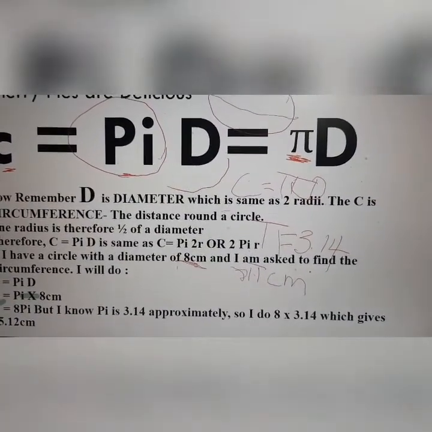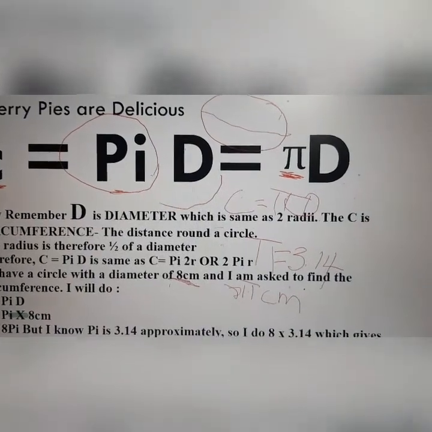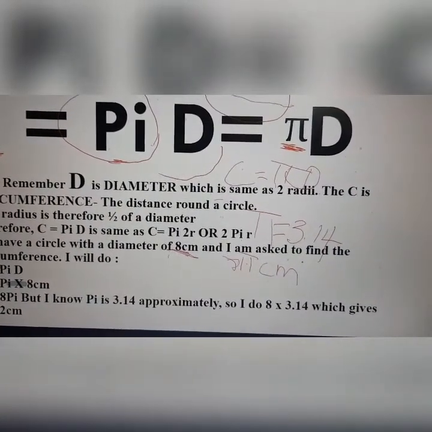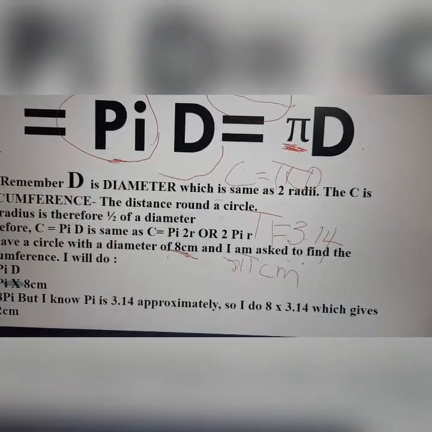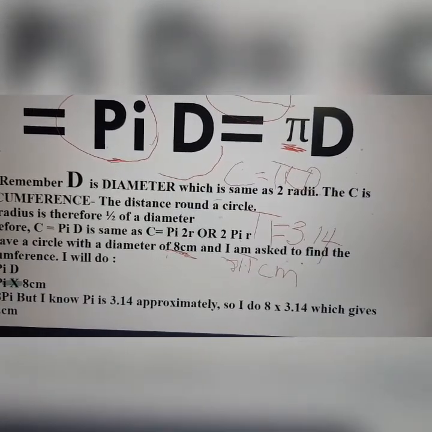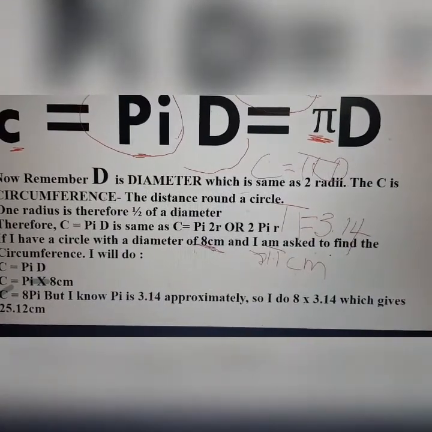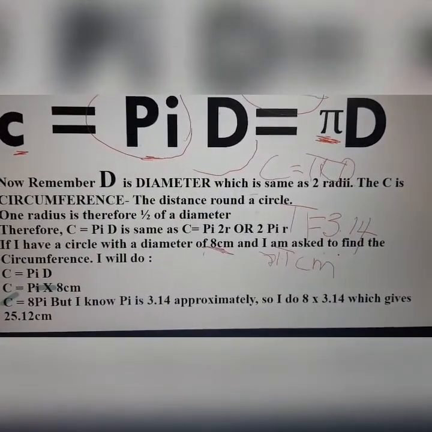So yes, we know that pi is approximately 3.14. If we are not told to leave our answer in terms of pi, we must make sure we multiply it by 3.14, and that would give us 25.12 centimeters. So that would be the circumference of that circle with that question.